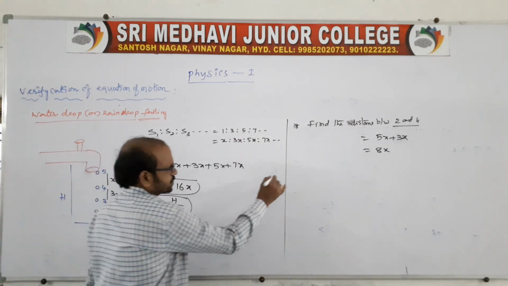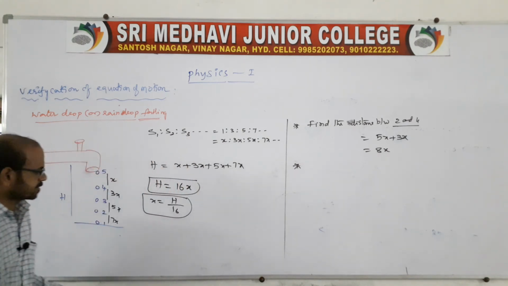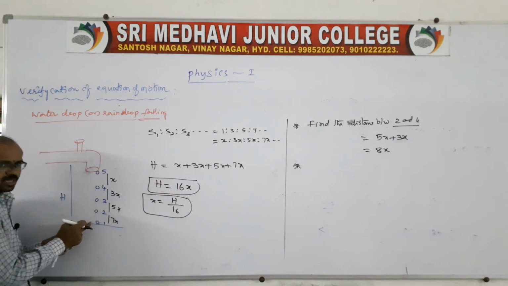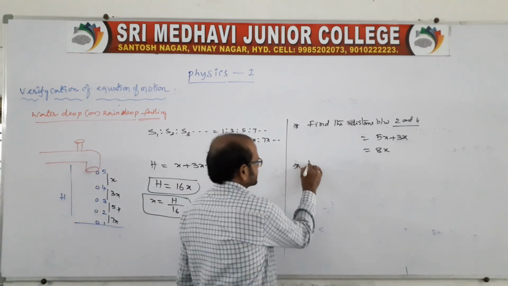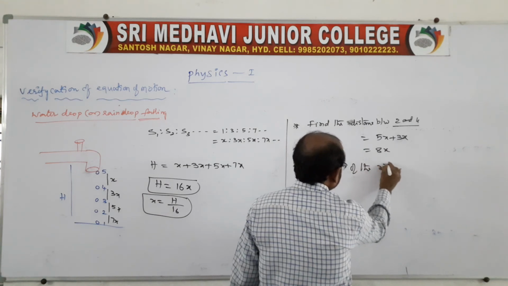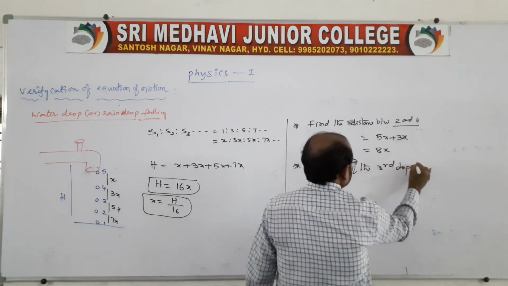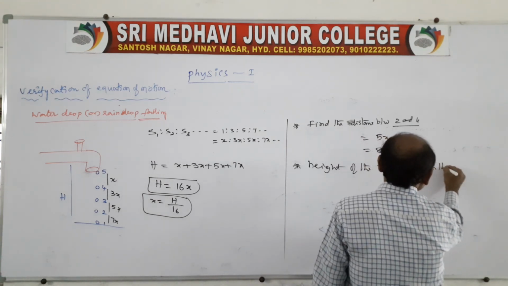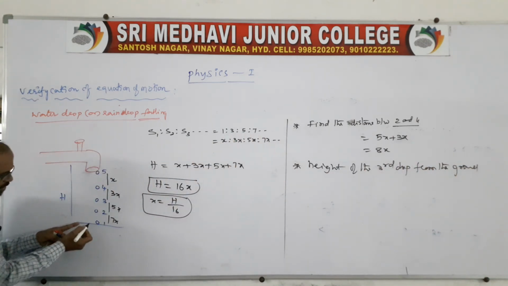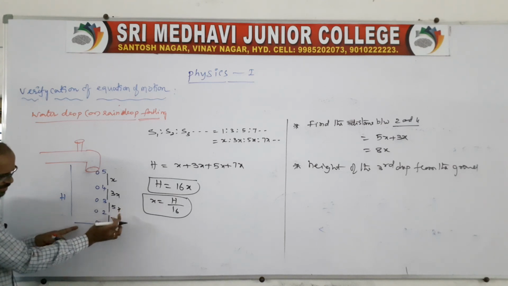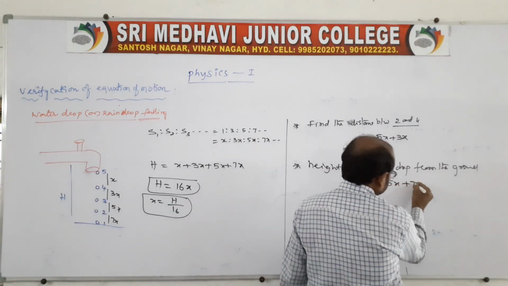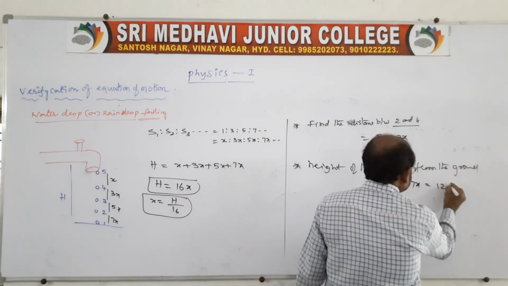Suppose you go for the next question on this basis. Sometimes he may ask you to find the height of the third drop from the ground. Look here, the height of the third drop from the ground, no? See, 1, 2, 3. So it is 5x plus 7x. That is equal to 12x.